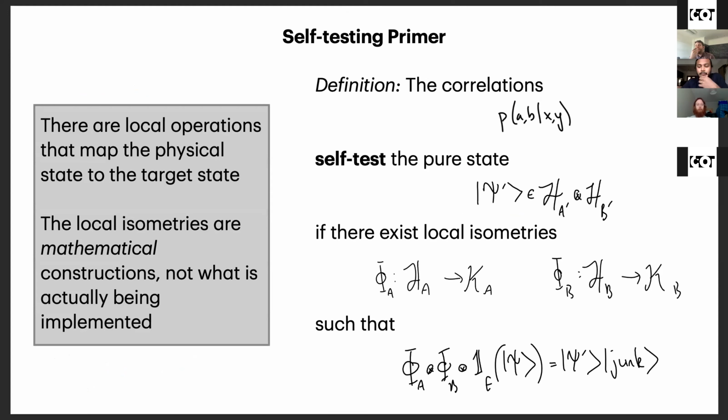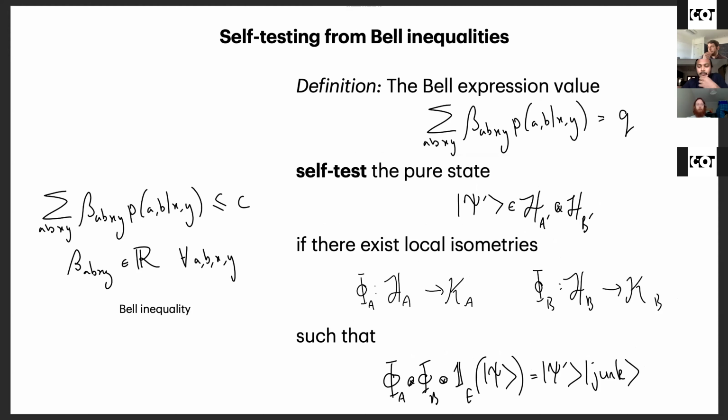So you can think of these local isometries as the local operations that map the physical state inside your experiment to the target state. And it's really important to say that these local isometries are just mathematical constructions. It's not what's happening inside the device. It's purely a convenient mathematical construction for us to conclude what's inside the box up to these symmetries. It allows us to conclude something.